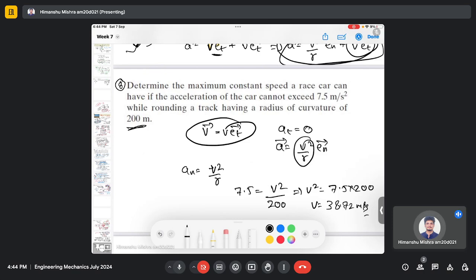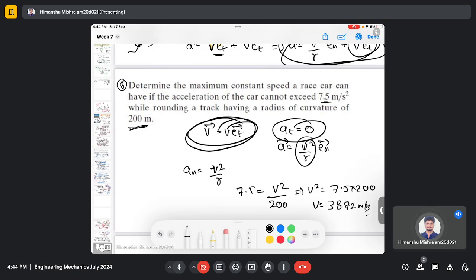So it's a simple problem. We were asked to find the maximum speed, and that maximum speed is constant, and we are given the acceleration. Since it's a constant speed, the velocity in the tangential direction should not change, which means the acceleration in the tangential direction is zero, and the only non-zero acceleration, which is given as 7.5 meter per second squared, should be in the normal direction. So the acceleration in the normal direction is v squared by r, and my v comes out to be 38.72 if I use the expression.